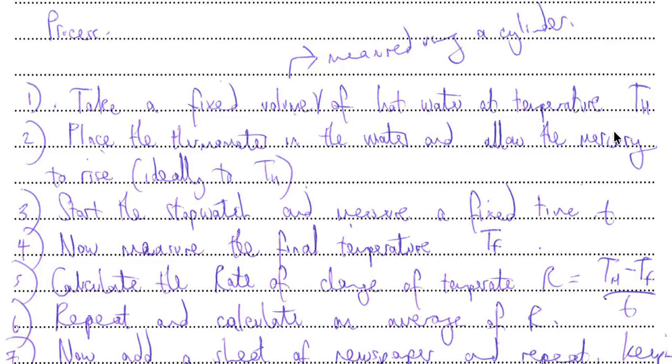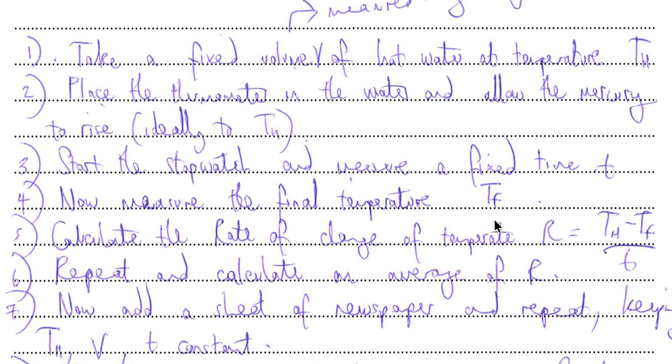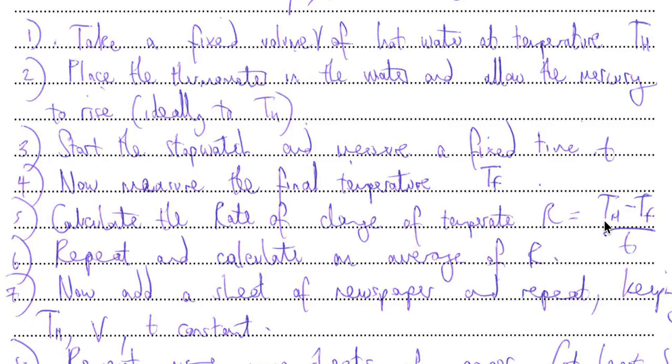We're going to start the stopwatch, and we're going to measure a fixed time T. Fixed time T is constant. And then we're going to measure the final temperature. We're then going to calculate the rate of change of temperature, R. And I've said R is the difference between the temperatures divided by that time.